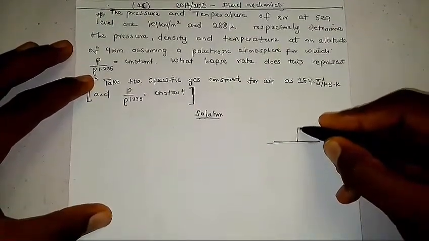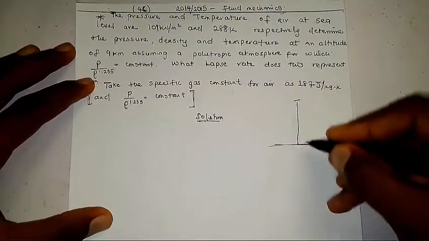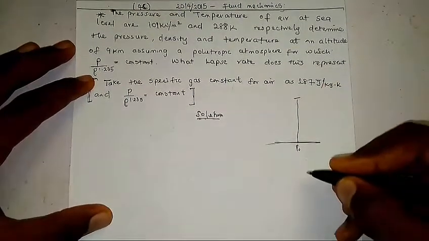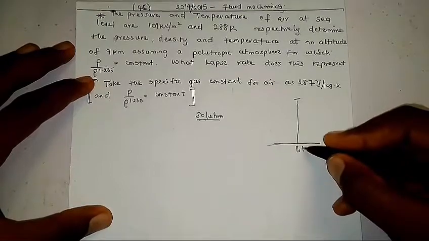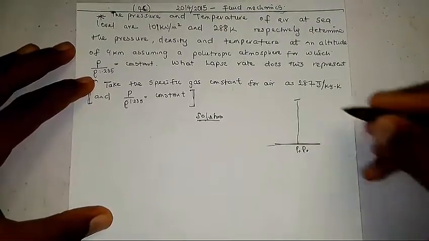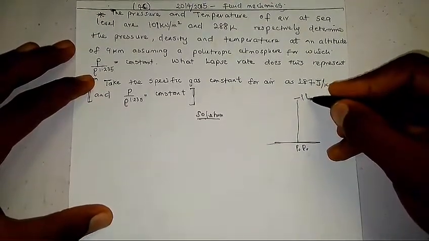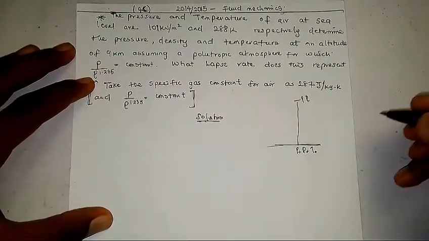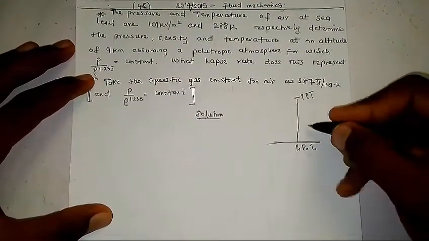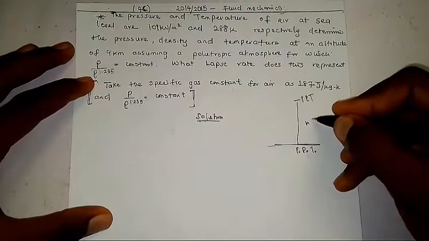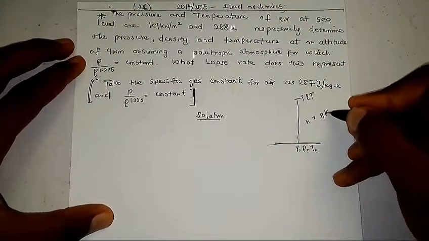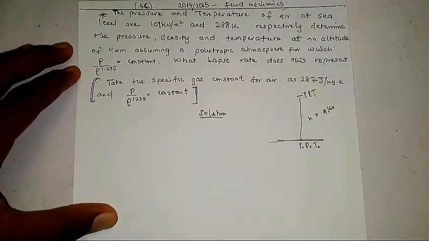So taking it up to a particular height, you can have your initial pressure at this point, your initial density at this point, then your final pressure and your final density. You can have your initial temperature at this point, and your final temperature at this point after a certain height. So the height given here is what? 9 kilometers. So I've just basically explained what this question is talking about.